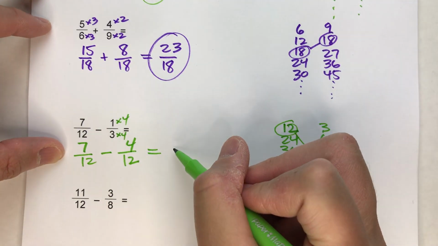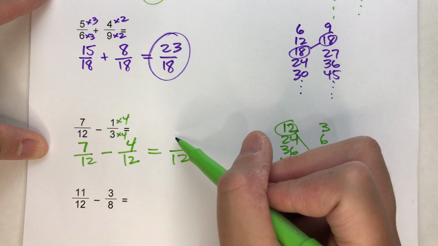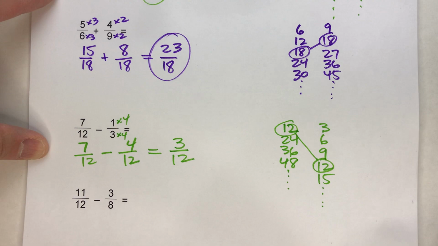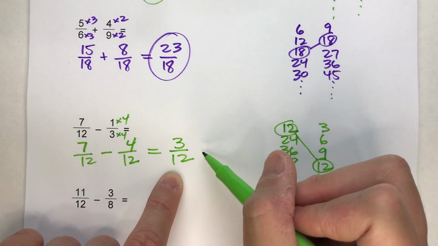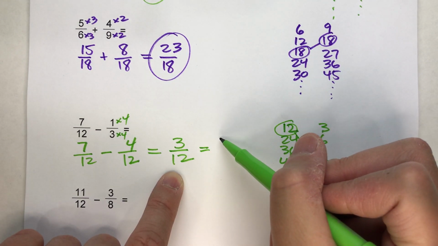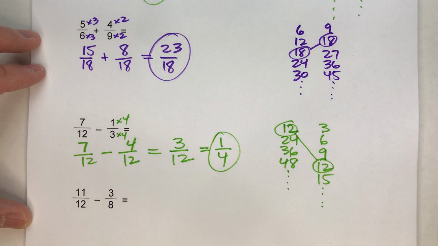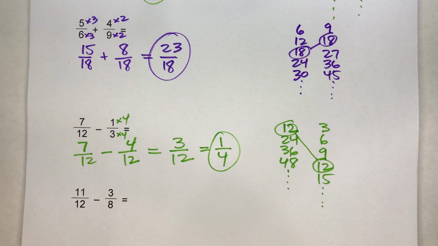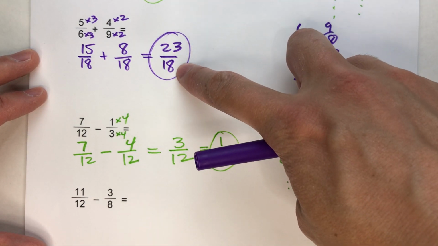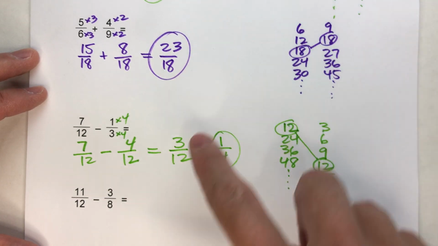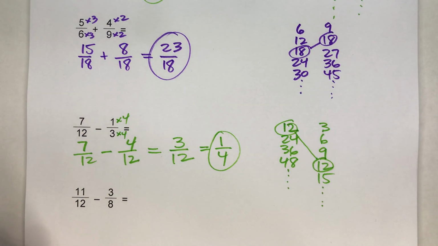7/12 take away 4/12 leaves me with how many 12ths? Well, 7 take away 4 is 3. So 3/12. And notice I can reduce this because 3 goes into both of them. 3 goes into 3 one time, and 3 goes into 12 four times. So this answer reduces to 1/4. All right. Always be on the lookout to see if you can simplify your answers. On the other ones, I couldn't do it. 23 and 18, there is no number other than 1 that divides into both of them. But 3/12, you can reduce it because 3 divides into the top and bottom.